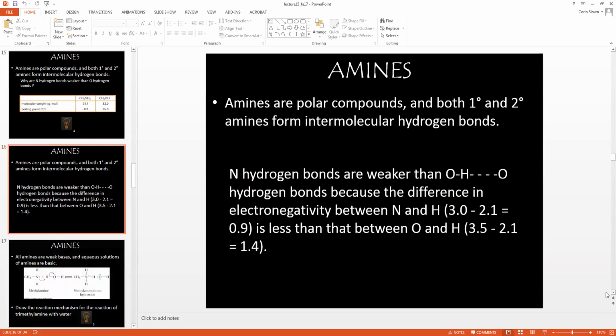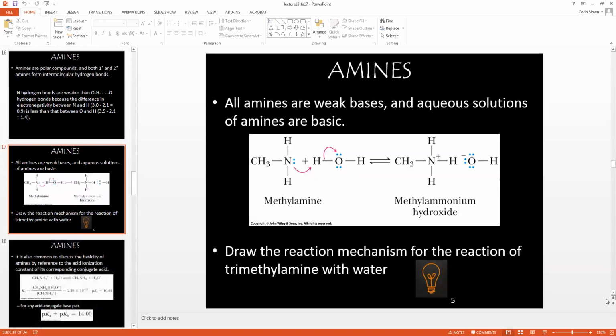Well, although amines are polar compounds, the nitrogen-hydrogen bonds are weaker than the oxygen-hydrogen bonds because of the difference in electronegativity. So if we look at the difference in electronegativity between N and H and compare that to the difference in electronegativity between O and H, we actually see a pretty significant difference. So all amines are weak bases and aqueous solutions of amines are basic. I want you to think about drawing the mechanism for the reaction of trimethylamine with water.